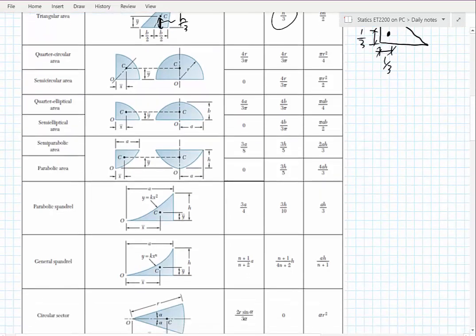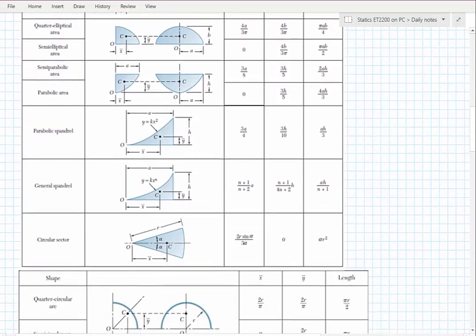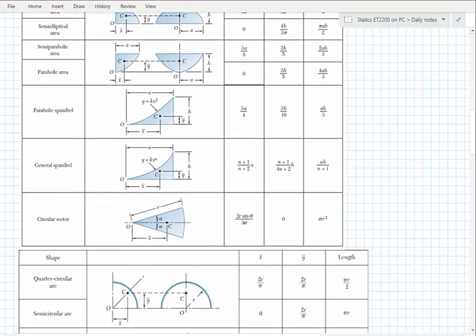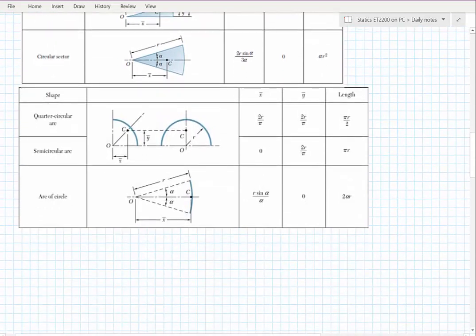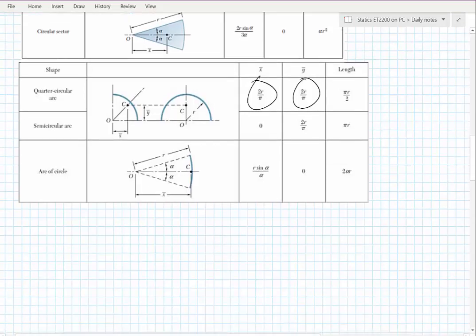And you can see quarter circles, semicircles, spandrels, all sorts of good stuff. We also have lines down here. If you had a quarter circle arc or semicircular arc, you can just look up what these X bar and Y bar are. So instead of just looking it up, of course, we have to do something with it.